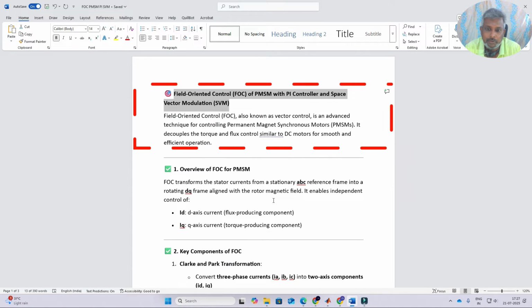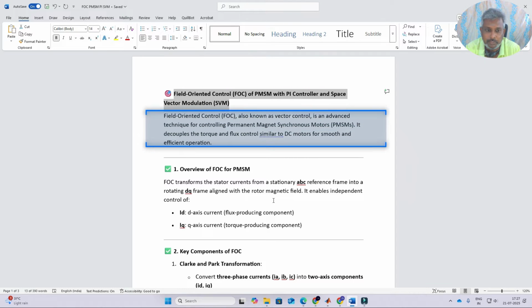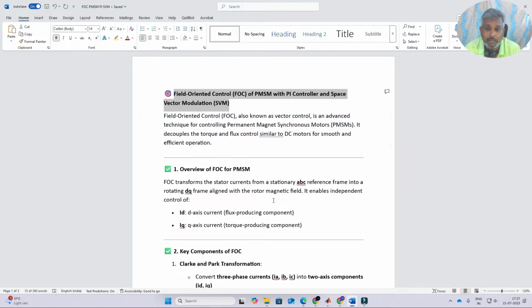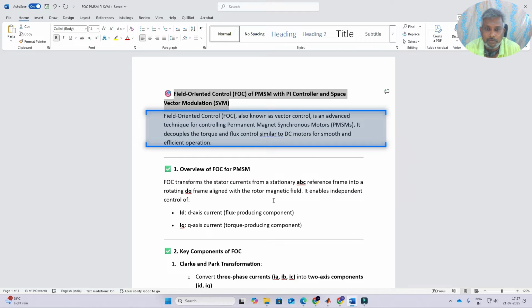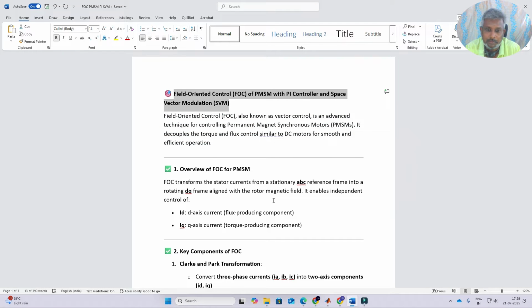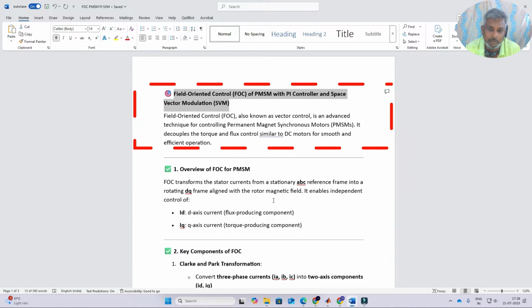Here we are going to decouple torque and flux control. When you decouple the torque and flux, it can be controlled like a DC motor. When you control it like a DC motor, you can easily control the PMSM in an efficient way. That's why we go with this field oriented control, also known as vector control.